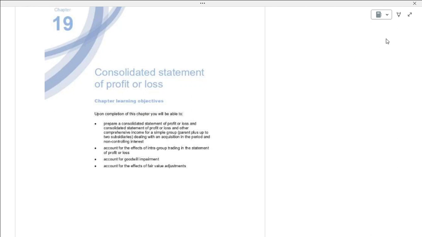Here we are talking about financial statements. Here we are talking about the profit and loss account. Definitely, what will happen? You will have the parent, and you will have the subsidiary.